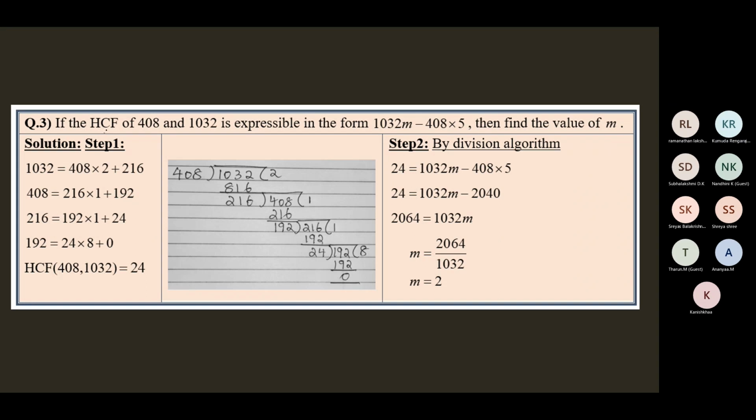So the HCF can be expressed in this form. That means you should find the HCF of these two numbers using any method. Then see here, this is the HCF. It can be written in this form. Once you write that, you just have to multiply, transpose, and find the value of M.